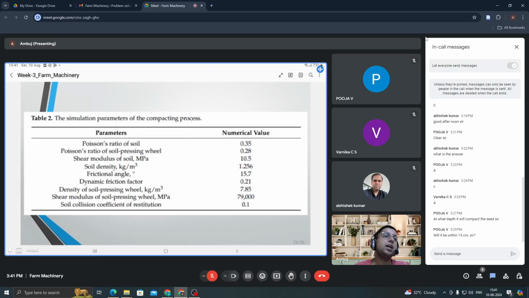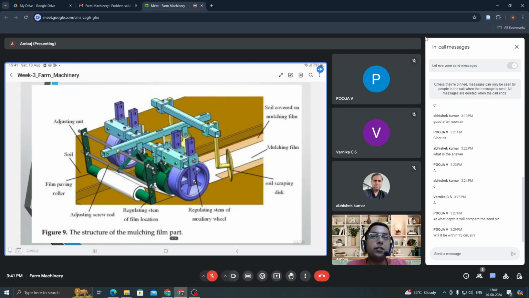Through the simulation modeling, I have come to that. Yes, this is the structure of the mulching film, the film which I have shown you. Nowadays, as you must have seen in India, this particular practice is getting common. Soil is first covered, then at certain fixed places some holes are made, and inside those the seed is put or planted.